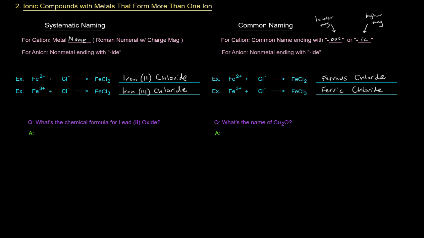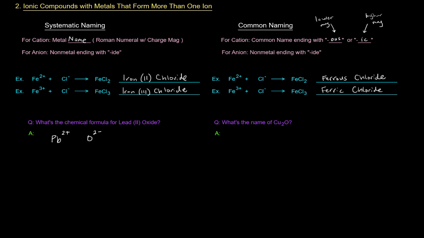What's the chemical formula for lead 2 oxide? Well, what I would do is go from this name immediately writing the actual ions, right? Like, what is lead 2? Well, lead 2 is Pb2+, and that I just have memorized, right? What is oxide? Oxide is O2-.